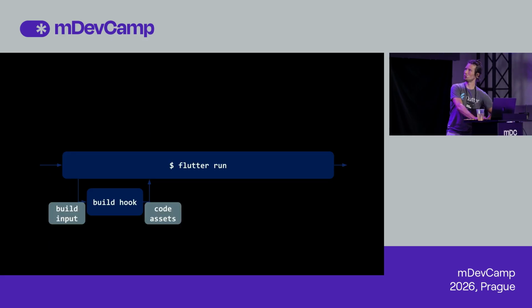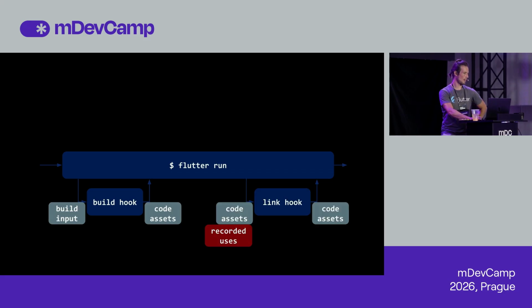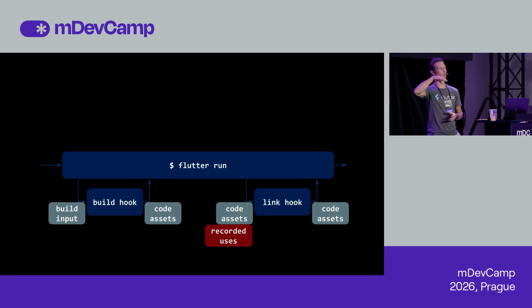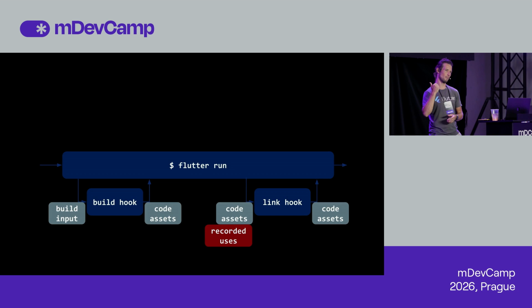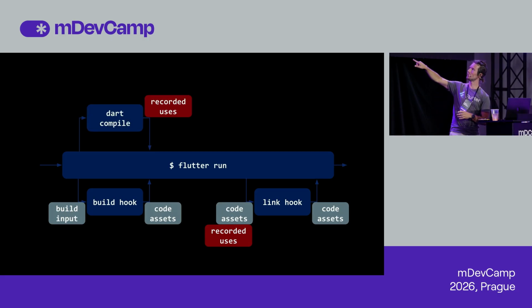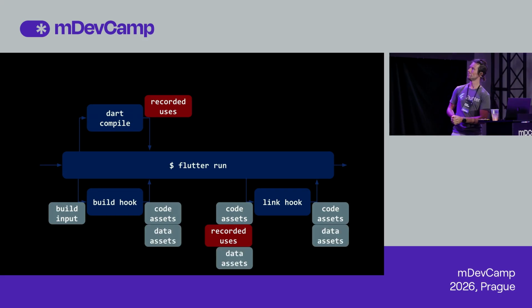So I showed you the build hooks earlier. And now we're adding link hooks where this recorded use information from the Dart compiler is being passed in. And you can use this information to tree shake your own assets if you enable some experiment flags, that is. And of course, that information comes from the Dart compiler. So Flutter run calls the Dart compiler. It gives you all the recorded uses. It goes to the link hook. And in the link hook, you can make your assets smaller. And if you actually want to make images or sounds or any normal Flutter assets smaller, you need another experiment flag, which will enable data assets to flow through this pipeline of build hooks and link hooks. And if you're interested in this, come see me later.